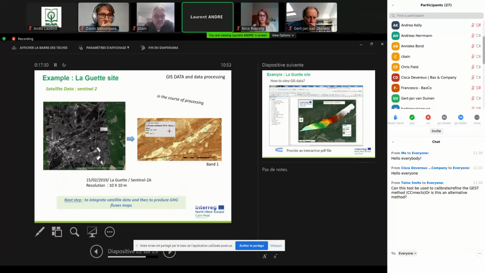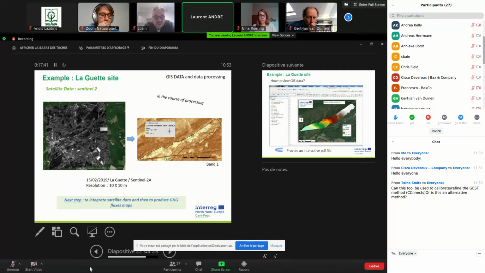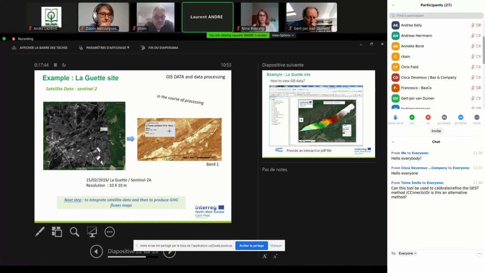The idea also is to integrate satellite data and then to produce, of course, CO2 and methane flux maps. So all this work, of course, is in progress. I cannot show it yet; this is the next step that we will do in the next month.